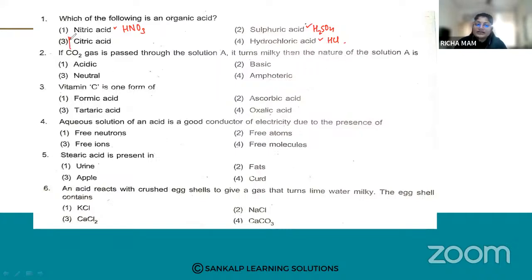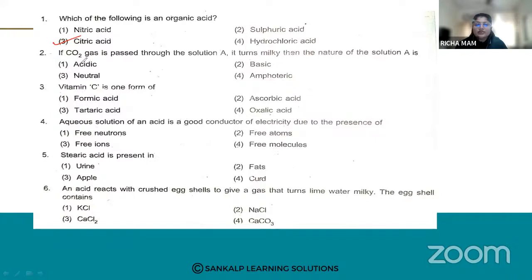But citric acid, the answer is citric acid. So citric acid is the organic acid, and you can see citric acid in fruits like oranges and lemon. What do they consist of? They consist of citric acid. So this is a naturally available acid. It is called citric acid. So this is an example of an organic acid. I hope this is understood.